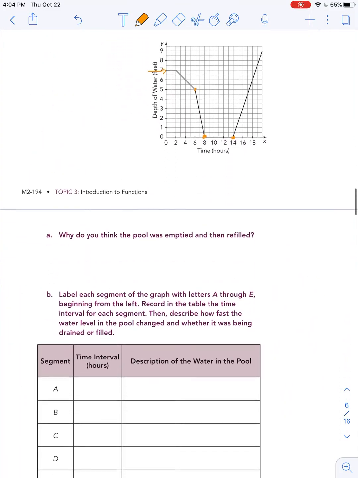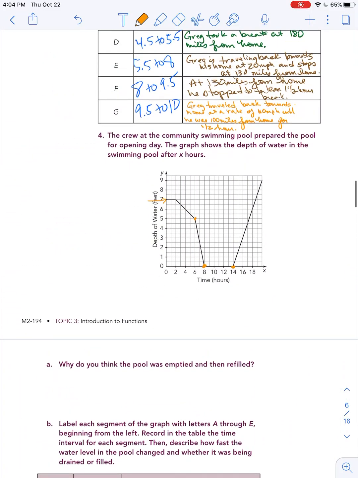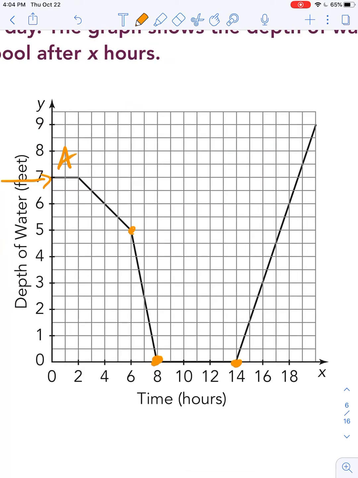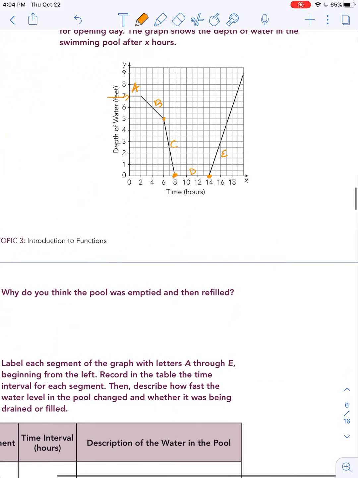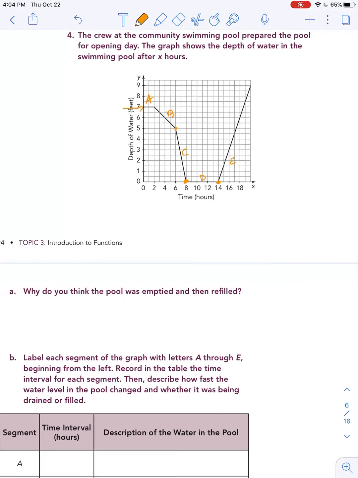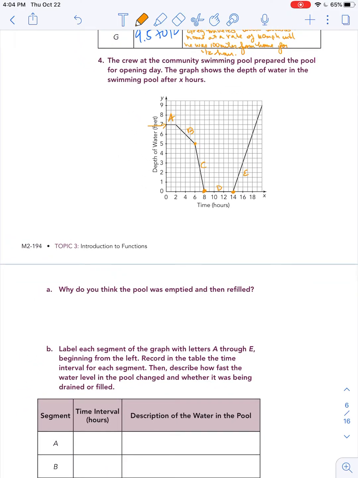Okay, we're going to name the intervals again. A, B, C, D, E. How'd I know? Because I read ahead. Why do you think it was emptied and refilled? Need fresh water. Maybe there was a leak. Maybe, I don't know. For some reason they needed to empty it.